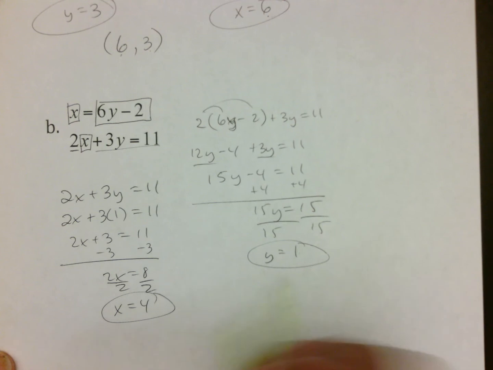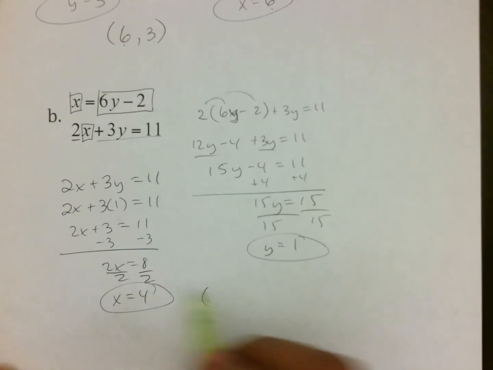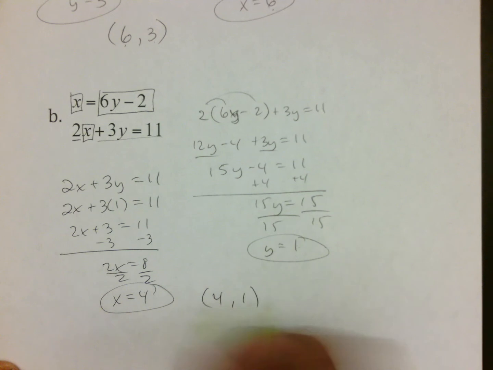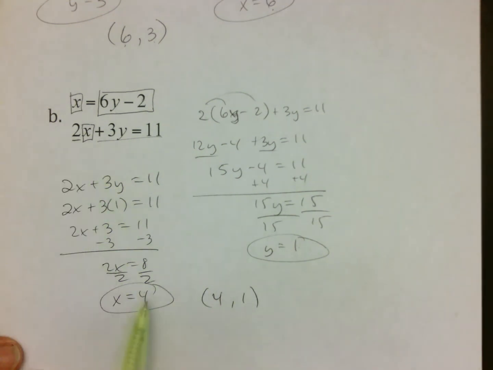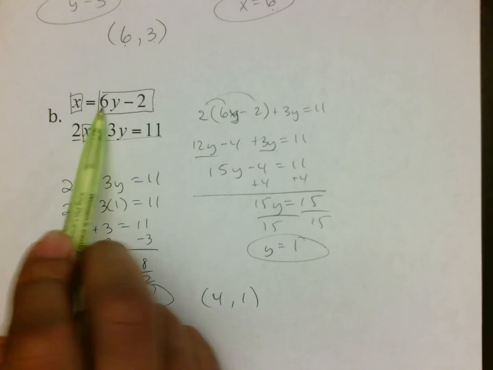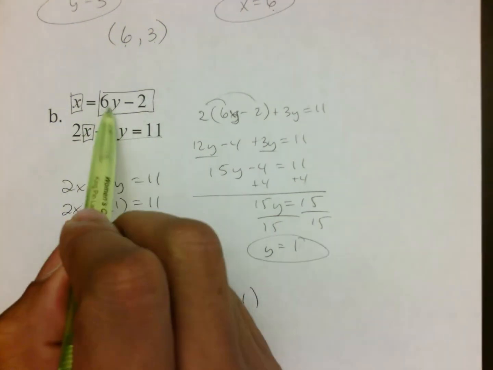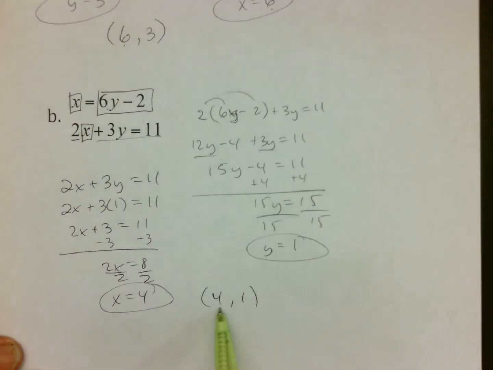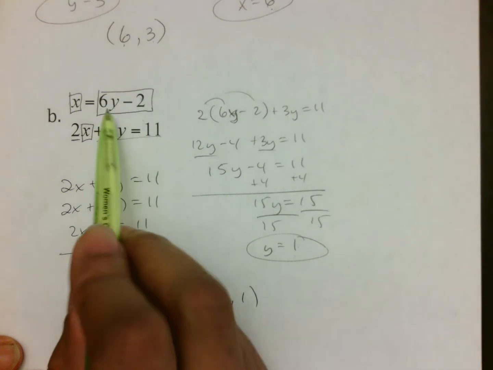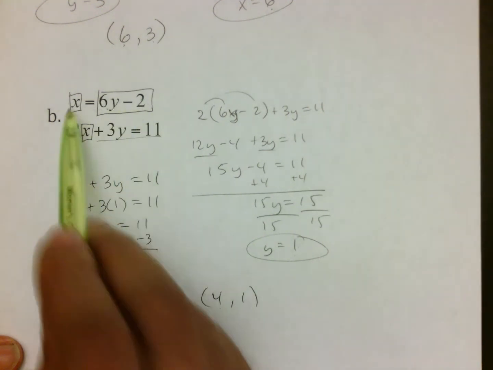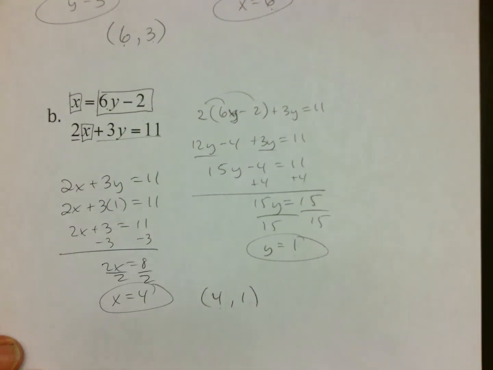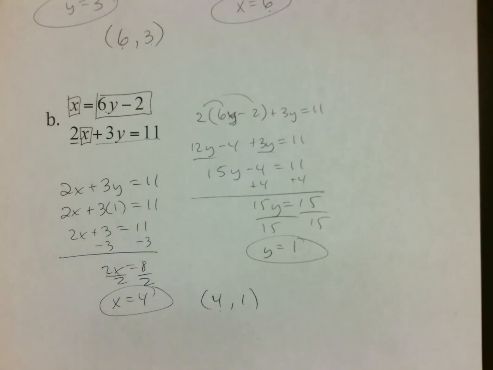Again, also remember that your x always goes first, y always goes second, so it's (4, 1), always in parentheses. But again, here's how you can check it. We plugged it into this one, but we're going to check it here. If y is 1, 6 times 1 is 6. 6 minus 2 is your 4. Again, plug in the 1. 6 times 1 is 6. 6 minus 2 gives me x, which is 4. So that's all you have to do to wrap it up.